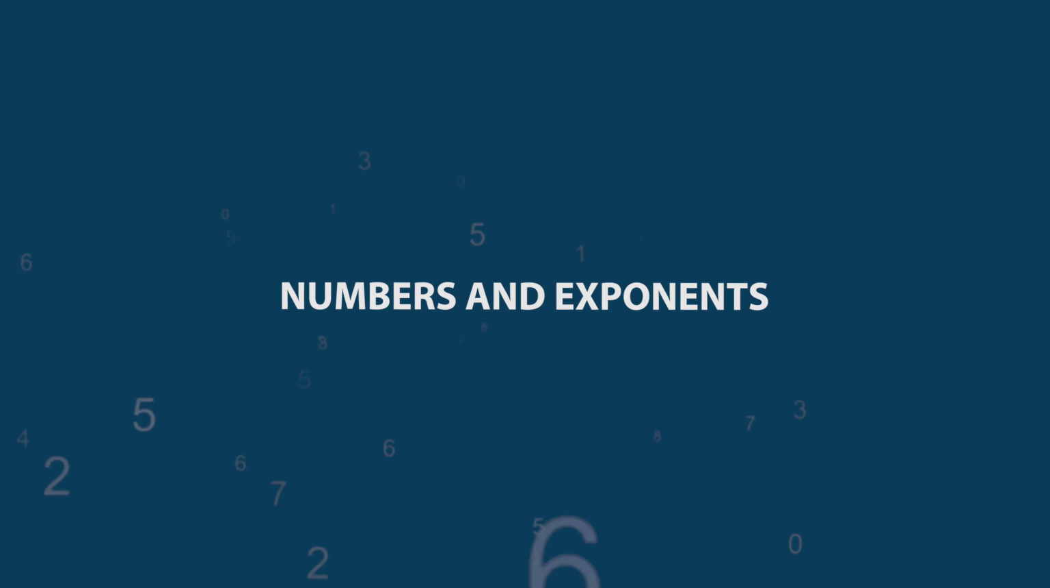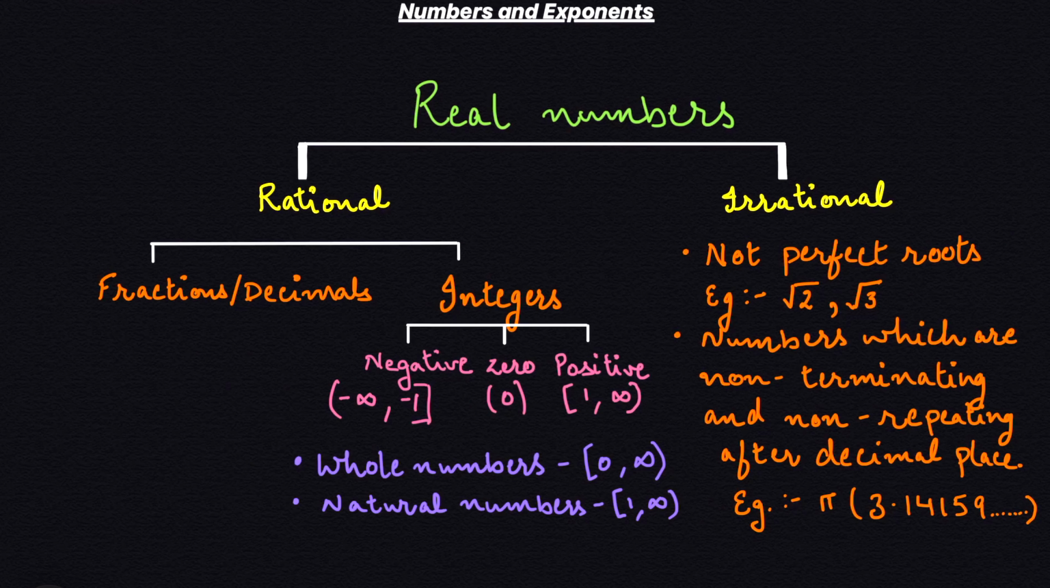The topic for today's class is numbers and exponents. Let's start with numbers. Real numbers are numbers which can be plotted on a number line. It includes rational and irrational numbers both. Irrational numbers are: A, numbers which are not perfect roots. Example, square root 2, square root 3.